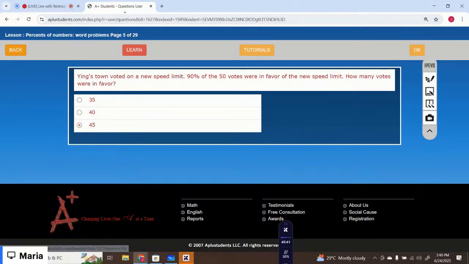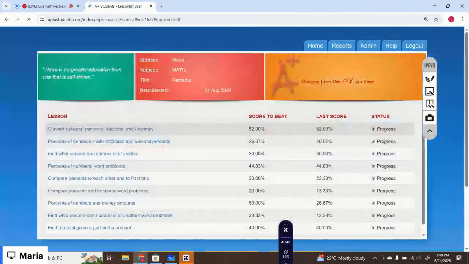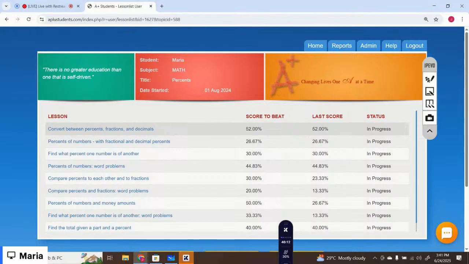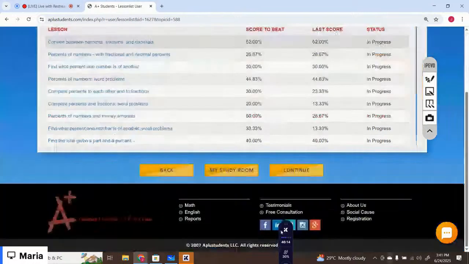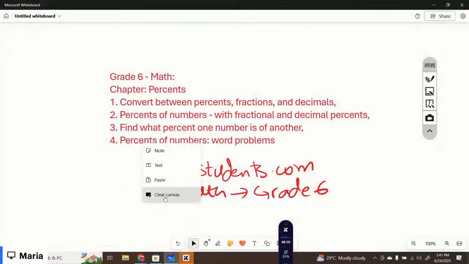Okay, we can complete the lesson by yourself. To summarize, we are working on the sixth grade math chapter, which is percents. The lessons we have covered today are converting between percents, fractions, and decimals; percents of numbers with fractional and decimal percents; finding what percent one number is of another; and percents of a number, word problems. So please make sure before the next session you complete all the practice questions for the lesson. That is your homework until the next session.